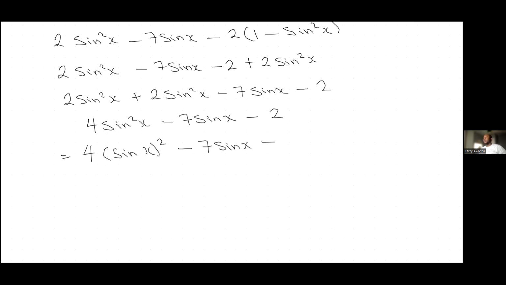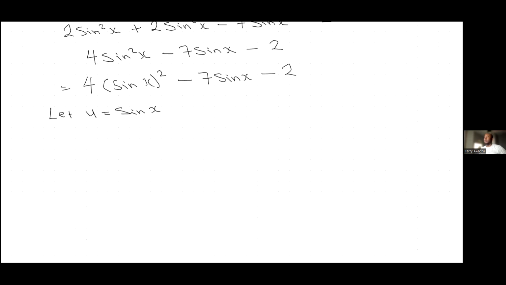Are you seeing it? So now we can remove the sine x. I usually prefer to not complicate it. So I'll remove the sine x and make it u so that it'll be easy for me to see. Then I'll return it back to sine x. So I'm going to say let u be equal to sine x. Okay. So that means we can now rewrite this as 4u squared minus 7u minus 2, and this is going to be equal to 0.